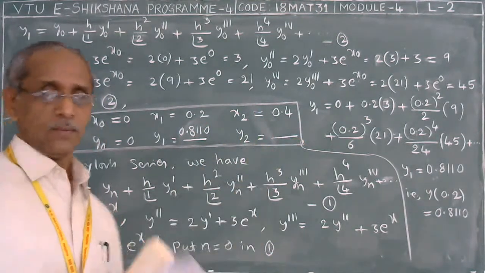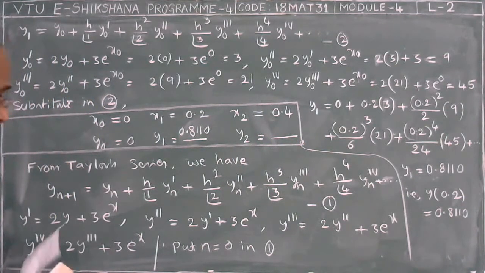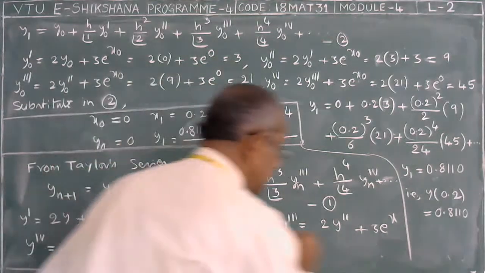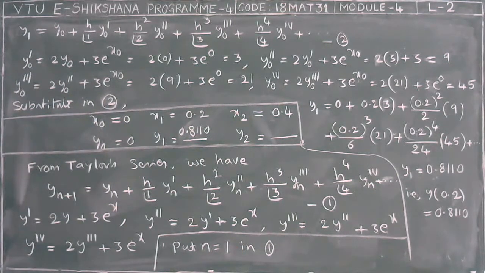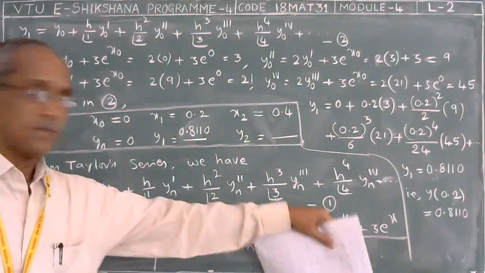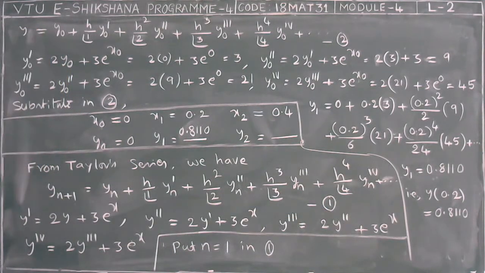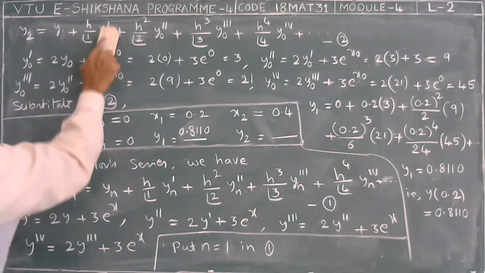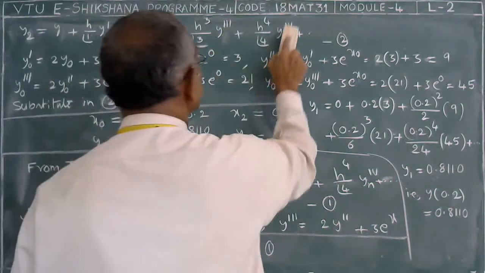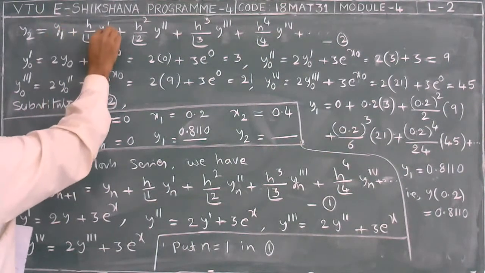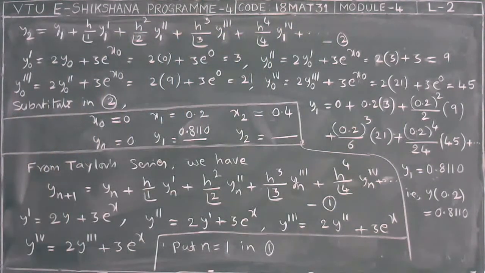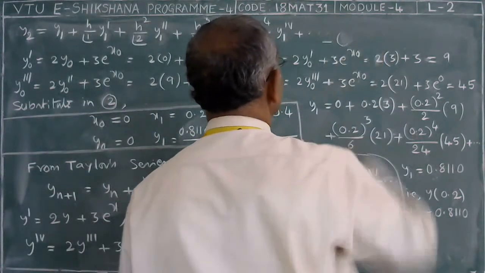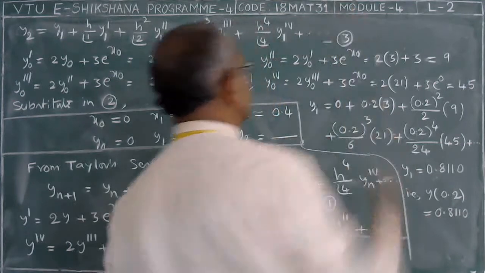Next we have to compute the value of y at x equal to 0.4. That means we have to find y2. So we get y2 by putting n equal to 1 in 1. Then you get y2 equal to y1, y1 double dash, y1 triple dash, y1 4. Let me call this equation 3.